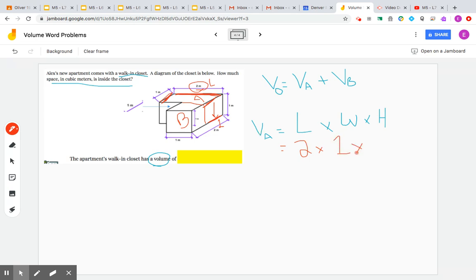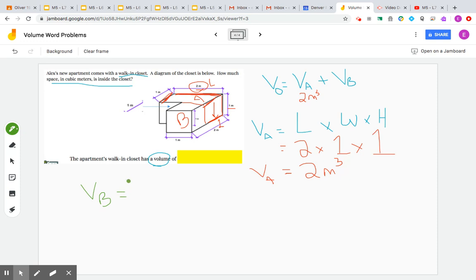And I've noticed too that the height is labeled over here as 1 meter. Now when I multiply this through, I can do this really quickly in my head. 2 times 1 is 2, times 1 is 2. So the volume of A is 2 meters cubed. So I'm going to put that in for volume A. 2 meters cubed.